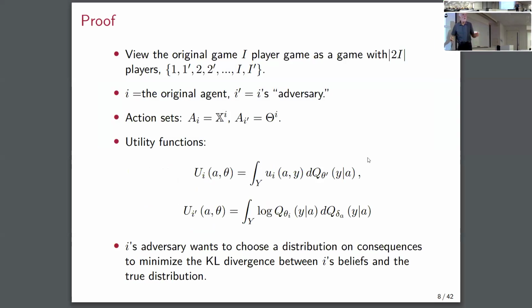We have this original game with I players. Let's look at a made up game with twice as many players. Every player gets an adversary. So player 1 gets 1 prime, 2 gets 2 prime, and so on. In this new game, player i's action set is the same as in the old game, A_i equals X_i. But the action set of player i prime is the models of player i, capital Theta_i. Player i's utility function is the same as the original game, and player i prime's utility function is the likelihood. So maximizing this for player i prime is the same as minimizing KL divergence. The adversary wants to pick a distribution of the consequences to minimize divergence, which will maximize this expected log likelihood.